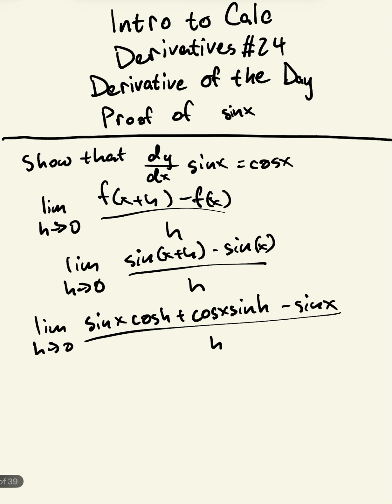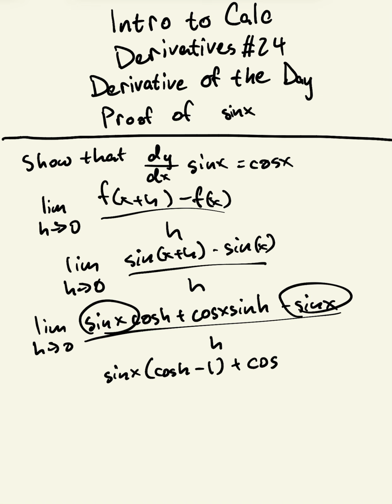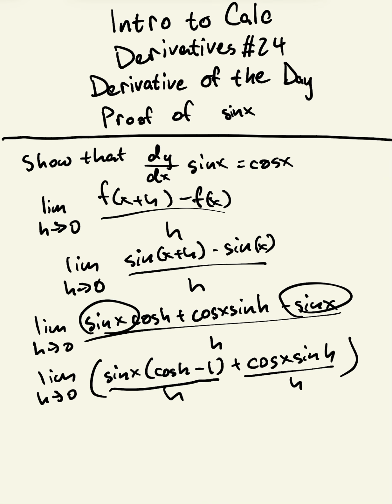So I noticed that these two terms both have a sine x. So I'm going to group them together, and we're going to have sine x times cosine h minus 1, plus cosine x sine h. To set this up, I'm going to separate these two fractions from each other while still taking the limit as h approaches 0. Now we can take the limit of each part separately, right? We can treat them separately and then come back.